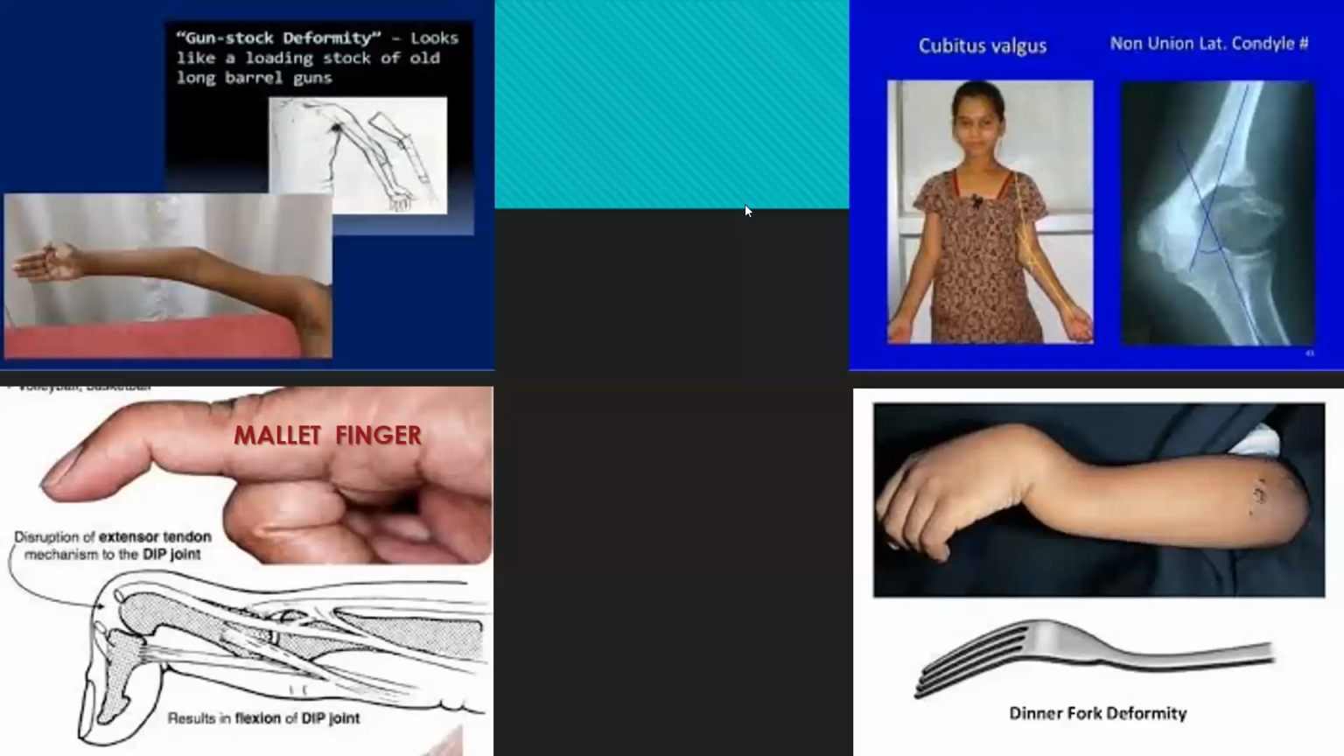This is a couple of clinical photographs to show various deformities. On the top left, you see the gunstock deformity, which is classically seen in malunited supracondylar fractures, like a person who is holding a long barrel gun.